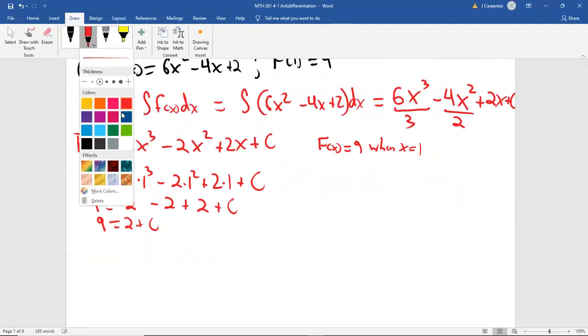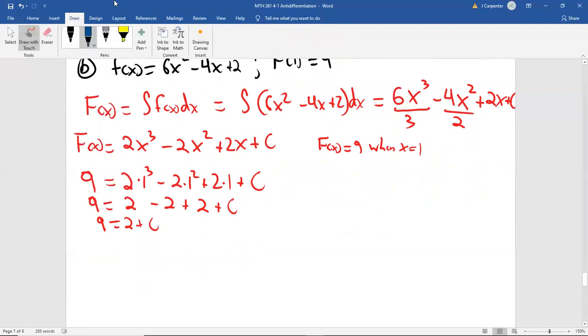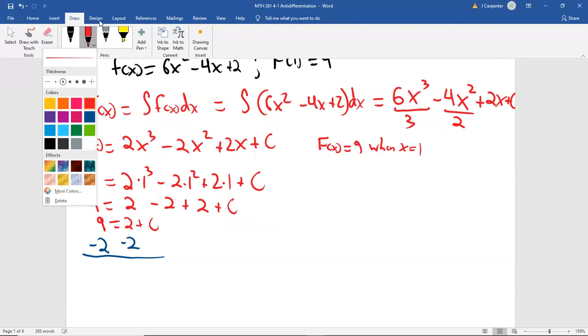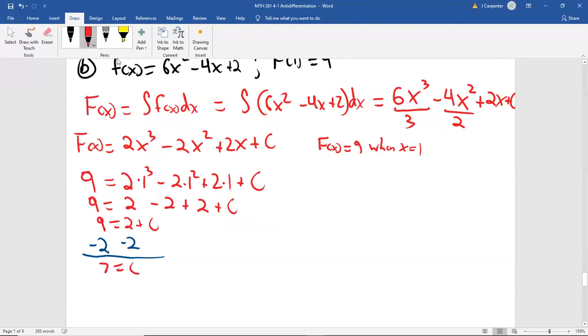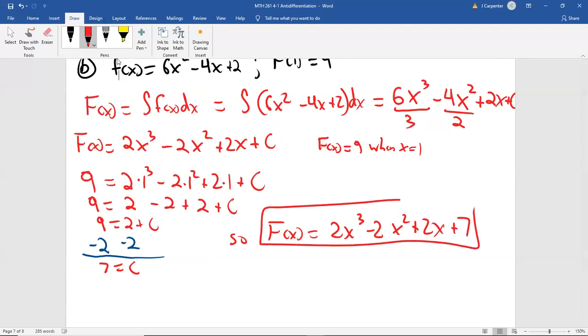And you'll get 7 is equal to c. So our integration constant is 7. So the answer is 2x cubed minus 2x squared plus 2x plus 7. The initial condition gives us one answer instead of literally trillions of answers.